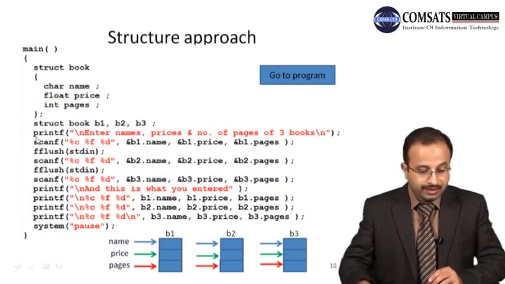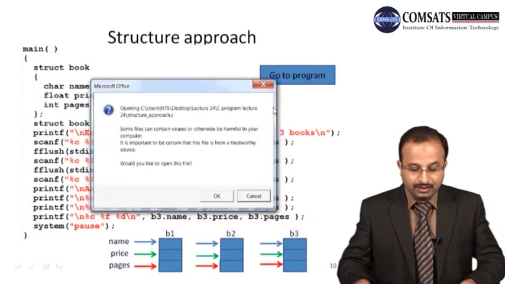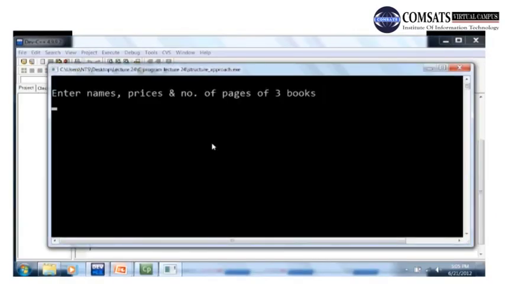But you know what is printf, what is scanf, and what is fflush stdin now, right? We will see this structure type detail. Okay, let me execute this program. Name is A, this is the price, and this is the number of pages. B, 200.66, that is the price. This is the number of pages, and that is C, 300.77 and 350.